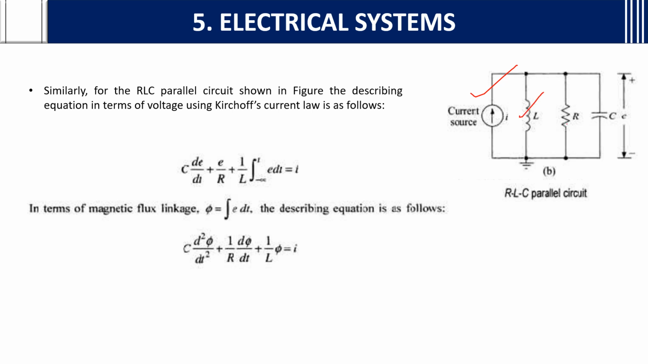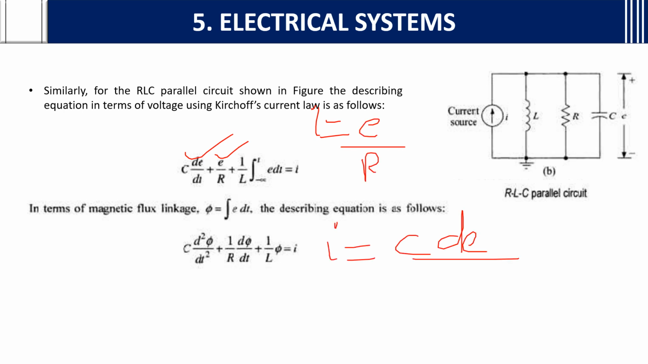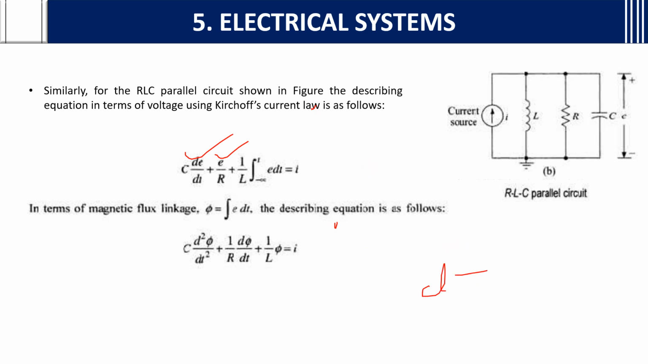If it is a parallel circuit with inductor, resistor and capacitor, how do we write the Kirchhoff equations? In a parallel circuit, I is equal to C into d by dt of E, and E by R. We know that I is equal to V by R, so E by R. And I is equal to C into dE by dt, or dV by dt, for the capacitor, and for the inductor it will be 1 by L integral E dt.